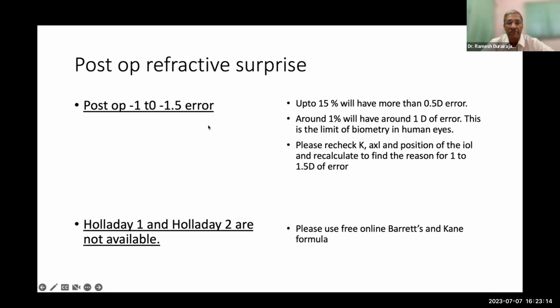If you get a 1.5 error, please go back, recheck the K sheet, recheck the K, the axial length, see whether the position of the lens is in the bag or somewhere else, whether the correct lens was implanted, recheck the patient and all the values, redo the calculation and locate the error.